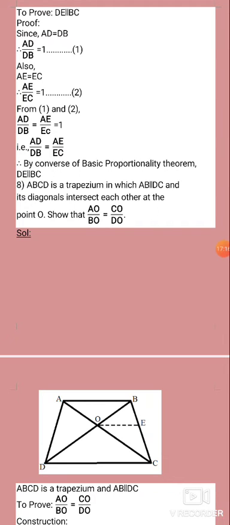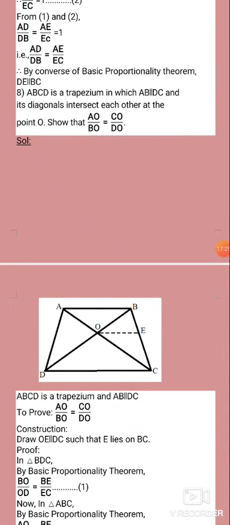Now the next one, ABCD is a trapezium in which AB parallel to DC and its diagonals intersect each other at a point O. Show that OA by OB is equal to OC by OD. Now listen carefully. ABCD is a trapezium and AB parallel to DC. We need to prove what? OA by OB is equal to CO by DO. For the construction, just draw OE parallel to DC such that E lies on the side BC.